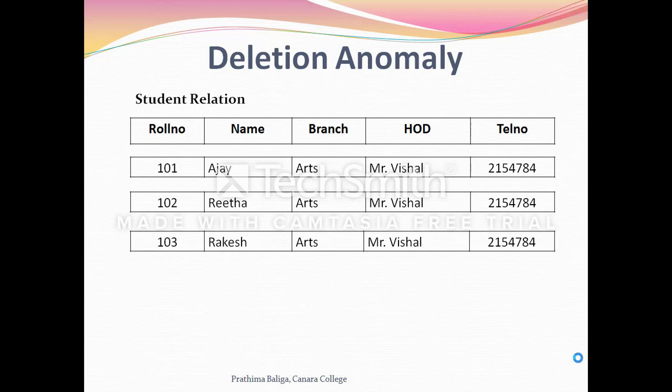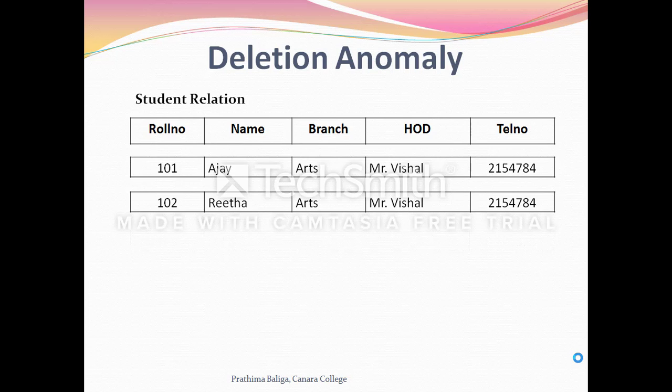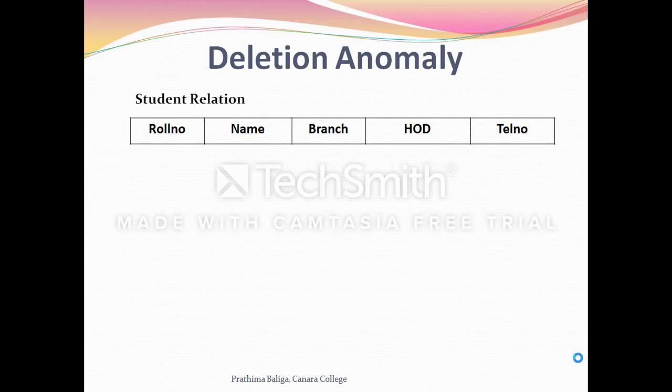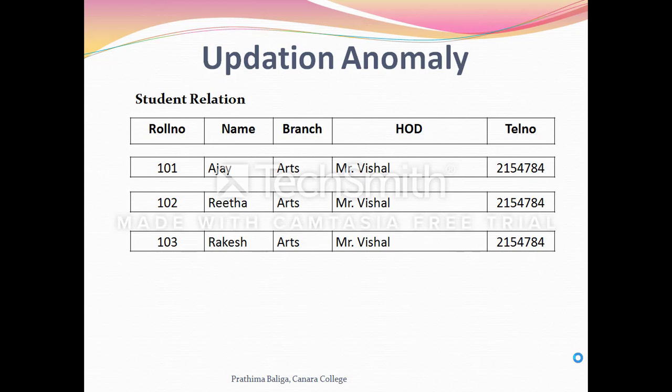Next is the deletion anomaly. When we start deleting student information that is no longer needed, then along with the student information, if you see, we have even deleted the branch information. We have lost the branch information. This is deletion anomaly.